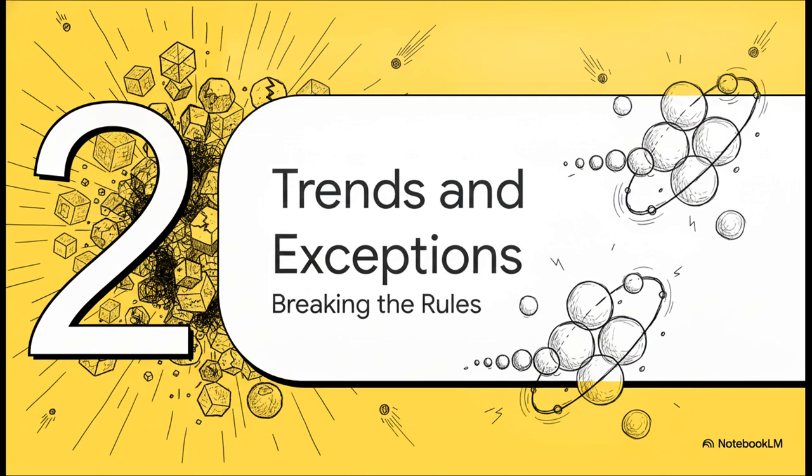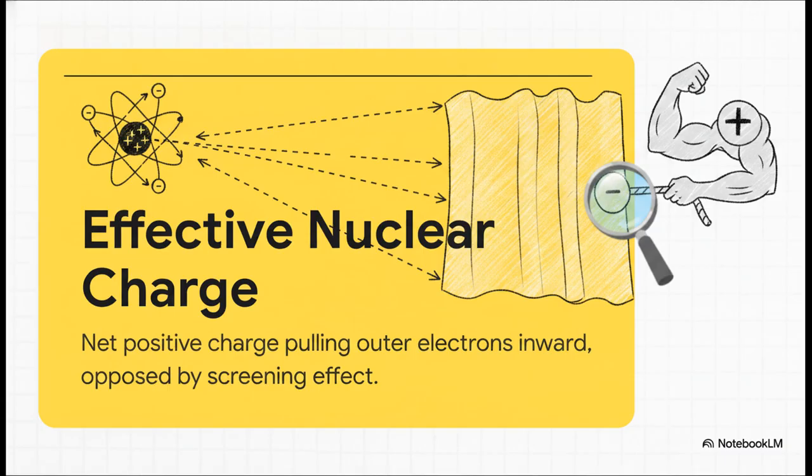Moving on to Section 2. Trends and exceptions, breaking the rules. Let's see what actually happens to their physical properties when reality starts clashing with the standard textbook. When we talk about atomic size, things get really weird really fast. To understand why, you have to look at the incredible tug-of-war happening inside the atom. You have the effective nuclear charge, or Z effective, pulling outer electrons inward.